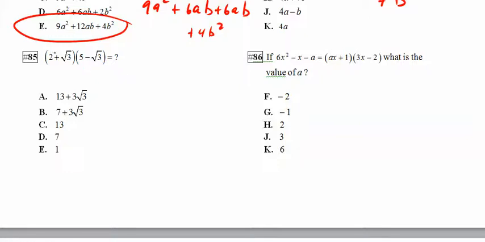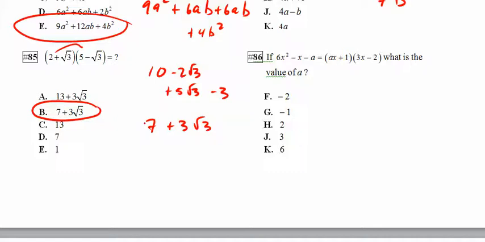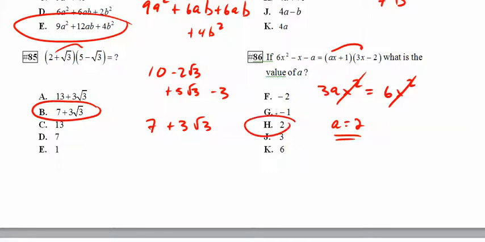Foil this one out. 10 minus 2 root 3 plus 5 root 3 minus 3. 7 plus 3 root 3. Over here, I'm only going to foil the first one, distribute the first one. And I know that has to equal 6x squared. X squareds cancel, a has to equal 2. Notice you could also have done it with the last one. Negative 2 has to equal negative a, so a equals 2. Either way.